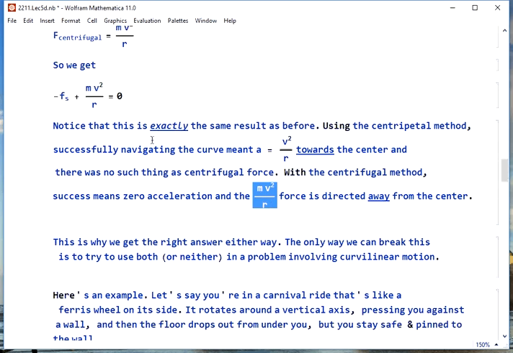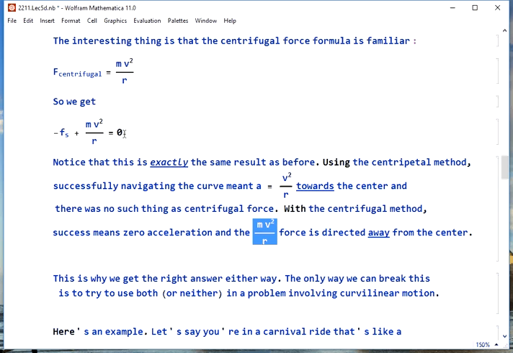So if you think about it, we can either make the v squared over r negative and put it on the right-hand side next to an m, or we can have mv squared over r positive on the left-hand side. We get exactly the same end result. The only way we can screw this up is if we try to do both of these. If we use the centripetal method and then throw in a centrifugal force, that of course will not work.